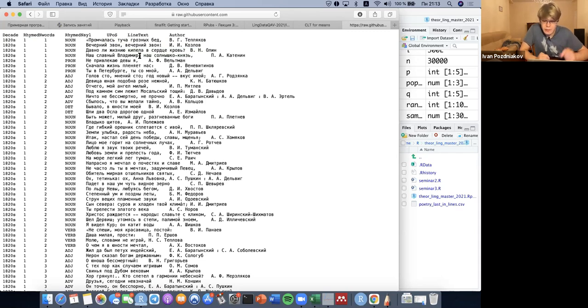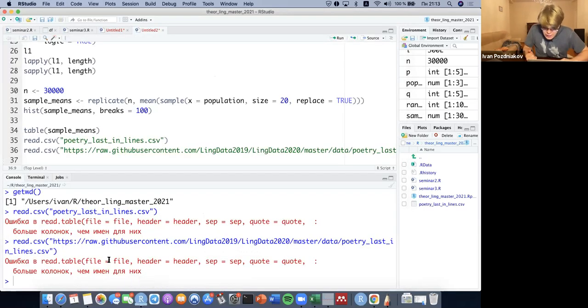And actually, if you use the function read.csv, it separates this line into two columns, this line into two columns, this one is not separated, it's one column, and this row is separated into three columns. And it says error in read.table, more columns than names.